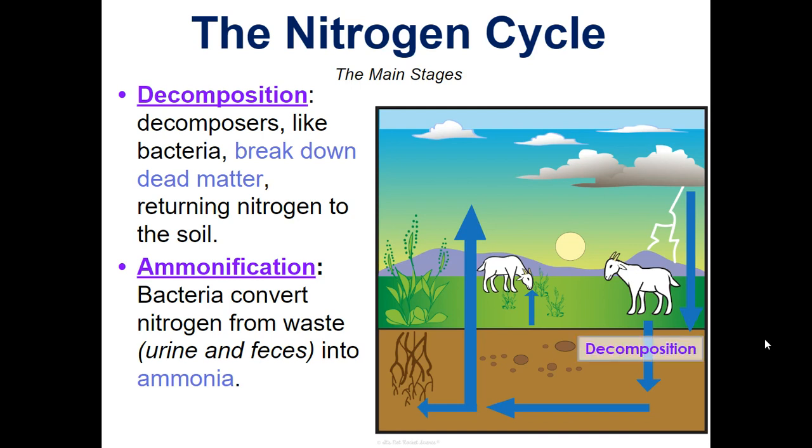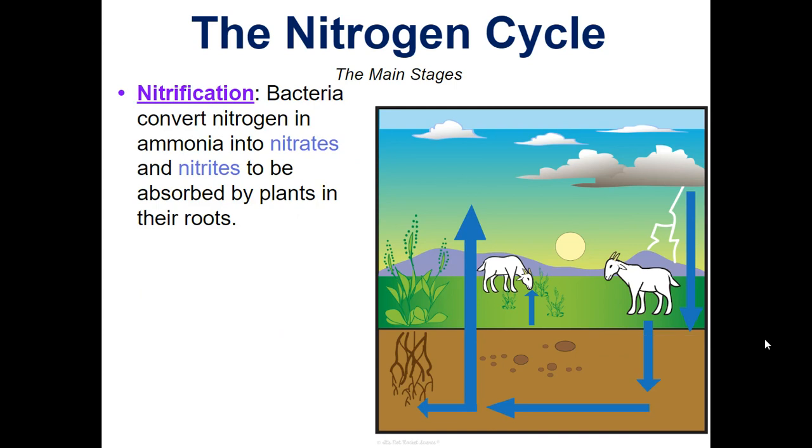So here we see decomposers break down dead matter and return nitrogen to the soil, and it is then bacteria found in the soil that take that nitrogen from waste, urine, and feces and turn it into ammonia through the process of ammonification.